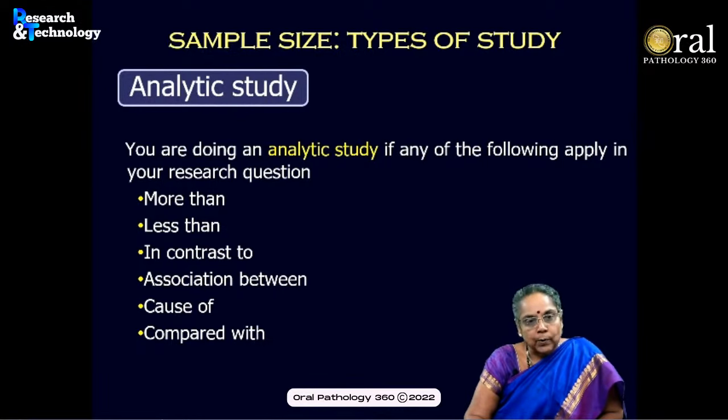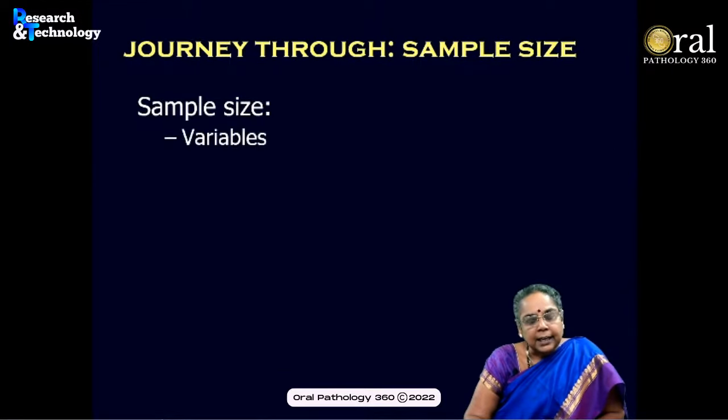And if your research question has words like more than, less than, or in contrast to, or association between, or cause of, compared with. Now let me give you an example. Now you may have one drug more efficient than the other drug, and you want to compare both these drugs. So here you're doing an analytic study. So this is where you need to estimate the sample size and all the concepts necessary for your research to become acceptable are incorporated in this. So let us go through this journey.